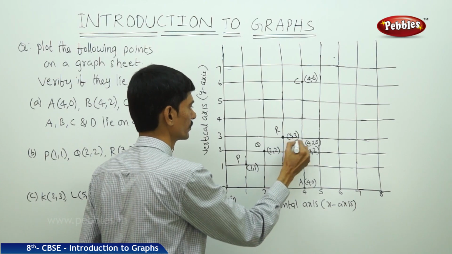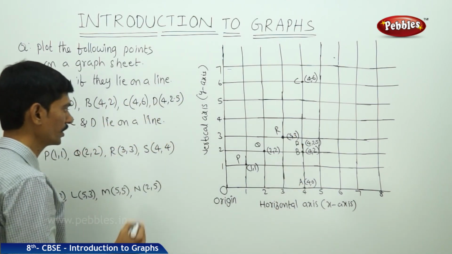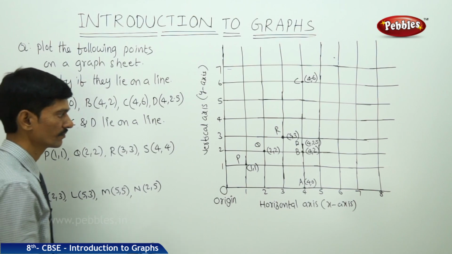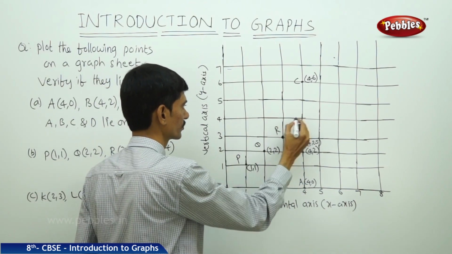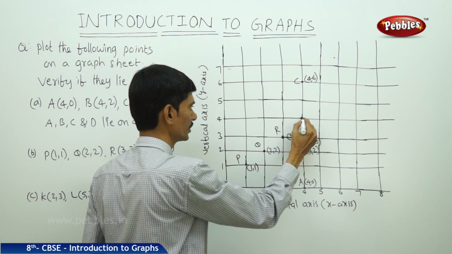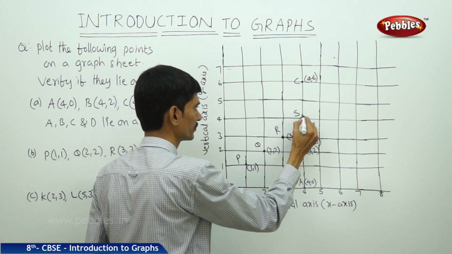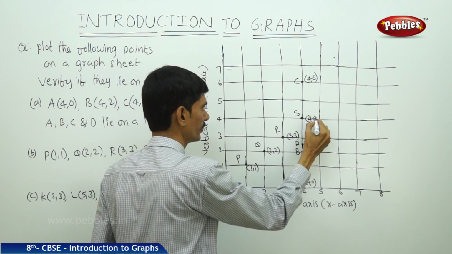(3, 3). And the next point S (4, 4). On the x-axis 4 and y-axis 4. So these two lines will intersect here. So this point is S (4, 4).